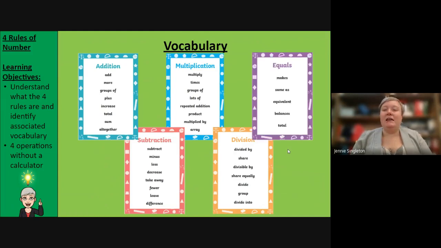And then finally, equals, you could say makes, it's the same as, equivalent, balances, or total. Now that is our first learning objective. We now know what the 4 rules are, and we understand some of the vocabulary. Now, these lists are by no means extensive. There are many other words that could be used for each of these operations. These are just the most common.